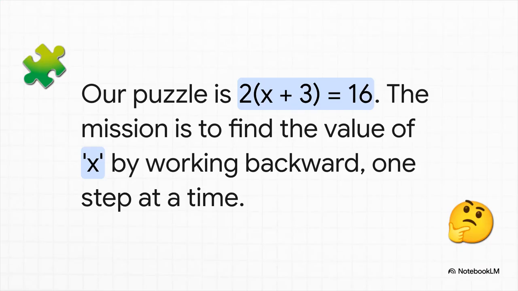So here it is, our puzzle. 2 times the quantity of x plus 3 equals 16. Our mission, should we choose to accept it, is to get x all by itself and figure out its value. We're not going to guess. We're going to use our inverse operations to work backward and reveal the solution one clue at a time.